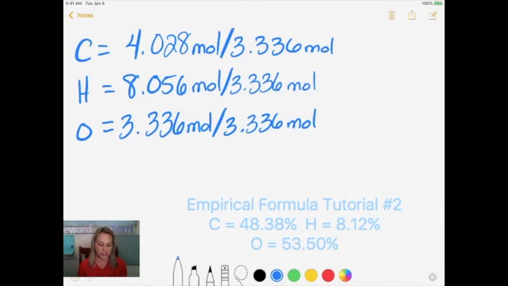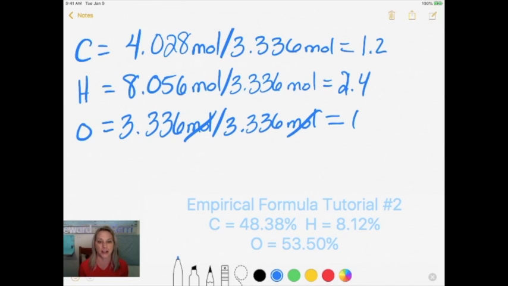When we divide this, we can know that oxygen will give us 1 mole. Notice that our units for mole have canceled. We will not have any units for the numbers as the subscripts. For hydrogen, we will get 2.4, and for carbon, we will get 1.2. So now we have numbers that don't match up with whole numbers. They are not whole numbers.